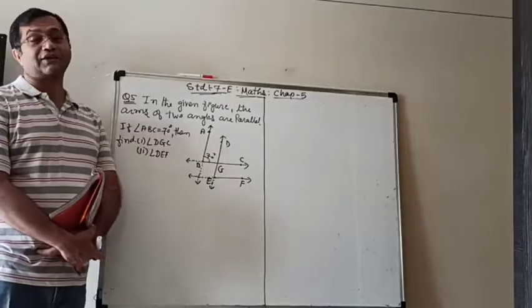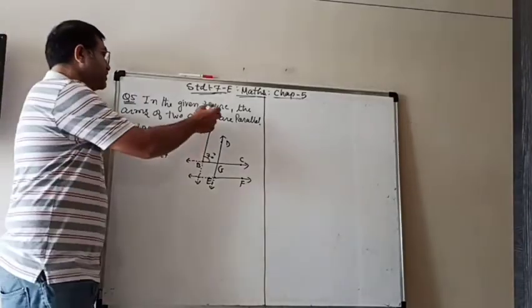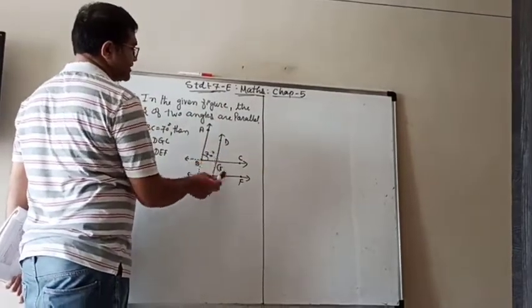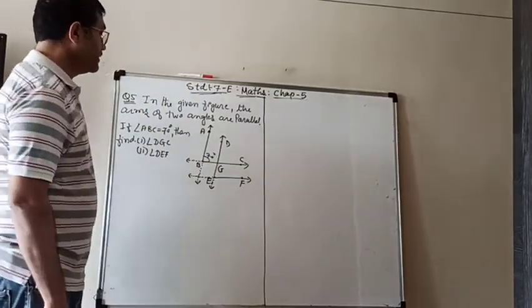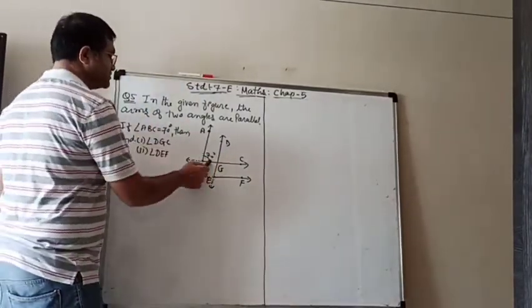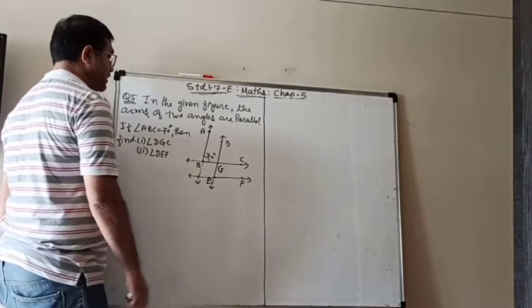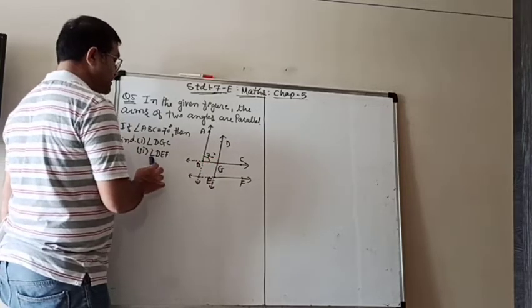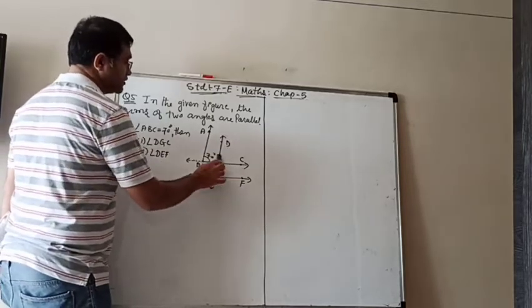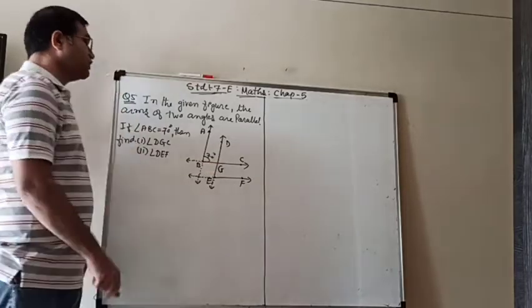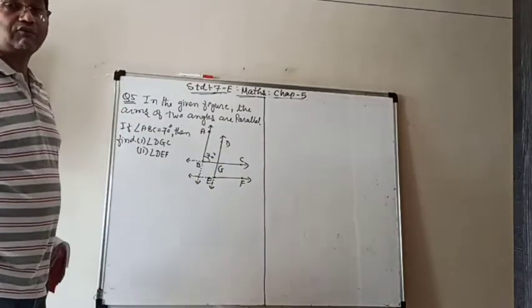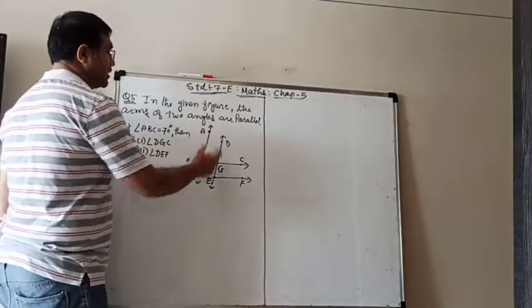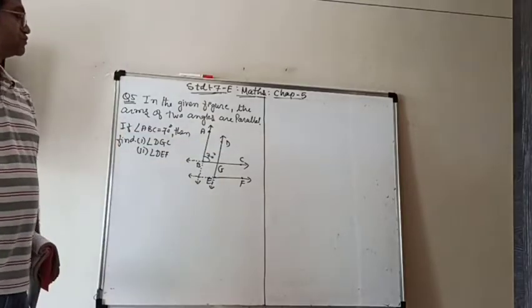Now question number 5. Here a figure is given in which the two arms of the two angles are parallel to each other. Given that angle ABC, this angle, is 70 degree, and we have to find angle DGC, this one, and angle DEF, this whole angle. So this angle and this angle we have to find. Now for our convenience I extended those lines so that you can get more idea to get the answer.